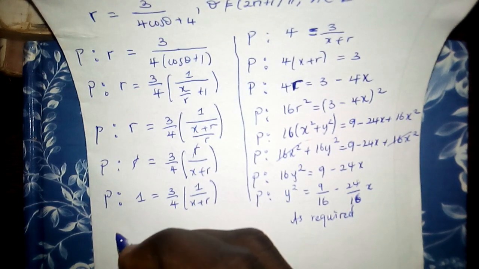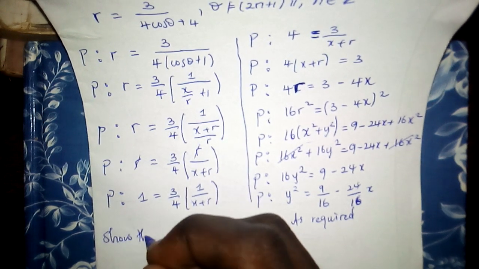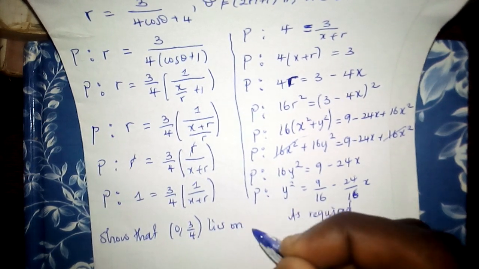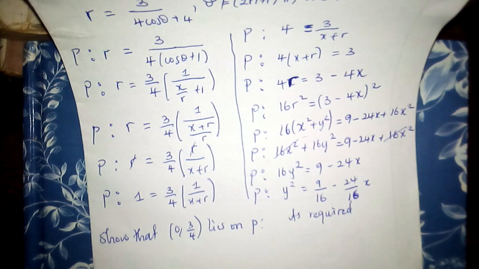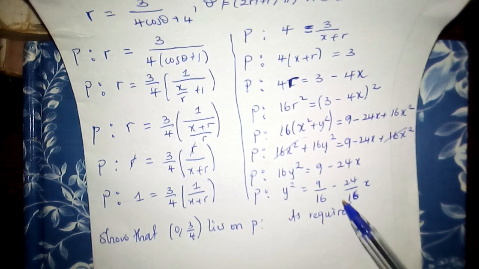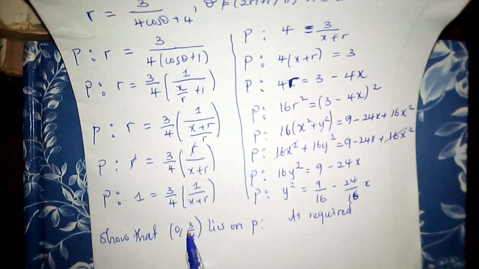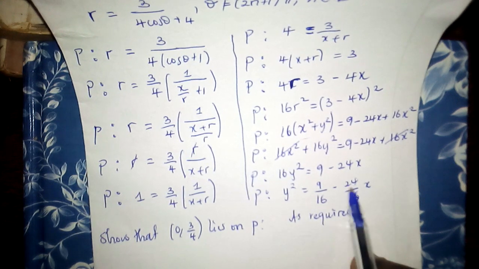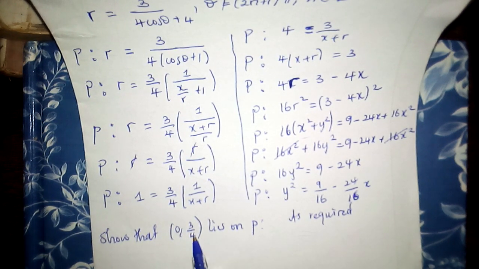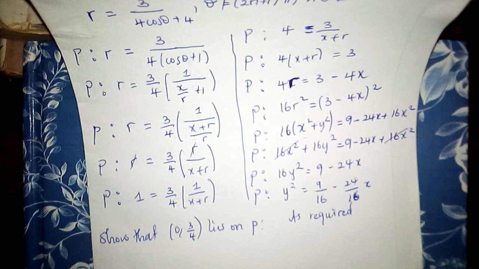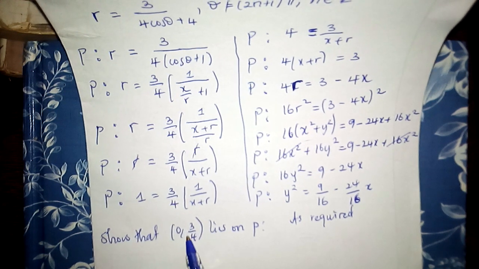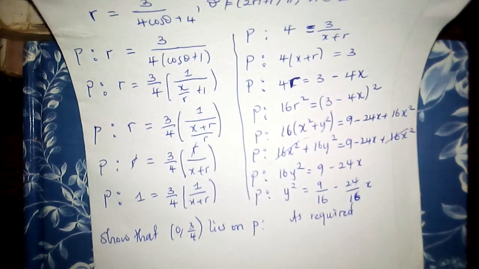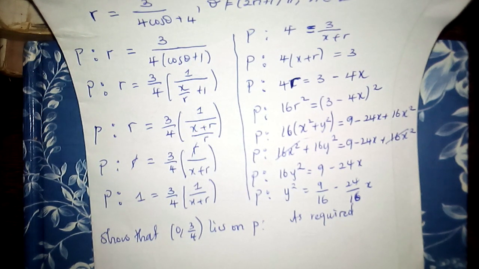So next we have to show that the point (0, 3/4) lies on P. That's the first thing. Now if the point (0, 3/4) lies on P, what does it mean? It means that if I substitute the x and y coordinates, because on this plane the point x and y lies on this parabola. So if I replace x with 0 and y with 3 on 4, I need to replace the value of y here, and then replace the value of x, and then compare the two sides of the equation. If the two sides are the same, then I can conclude that yes, the point lies on it.